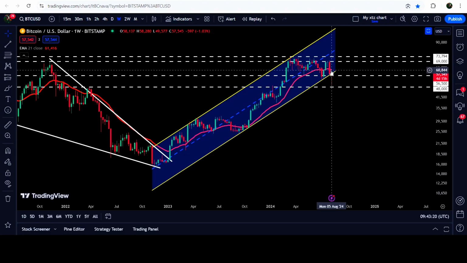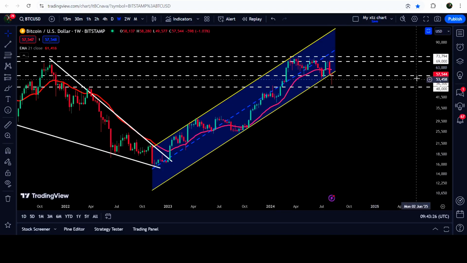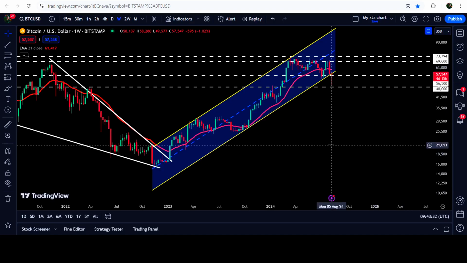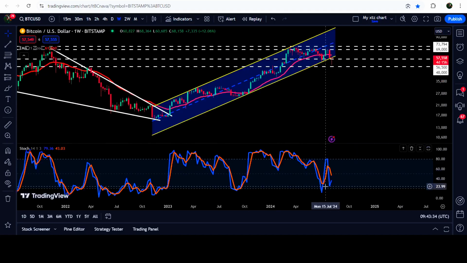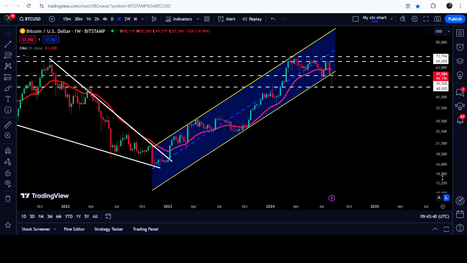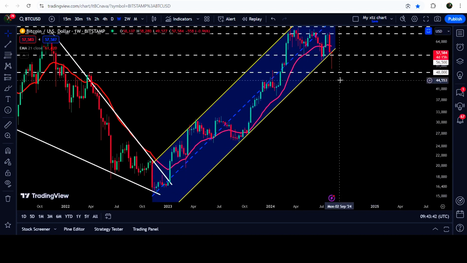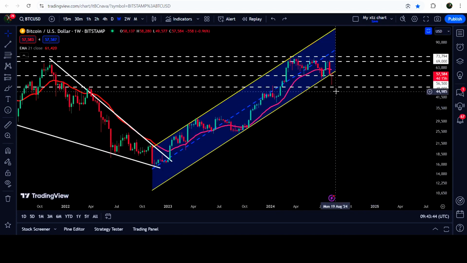By the way, this time EMA 21 is moving at $61,400, and then it can reach this resistance zone that starts from $69,000 and goes to $73,794. If we take a look at the stochastic oscillator, it is showing a bullish divergence. You can see it is forming a higher low than previous, at the same time the price line is forming a lower low than previous. So therefore, it is likely to follow this bullish divergence.